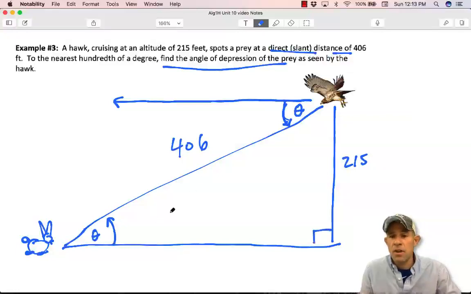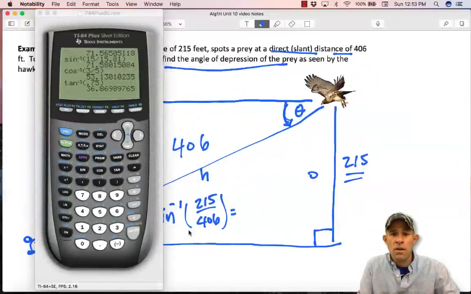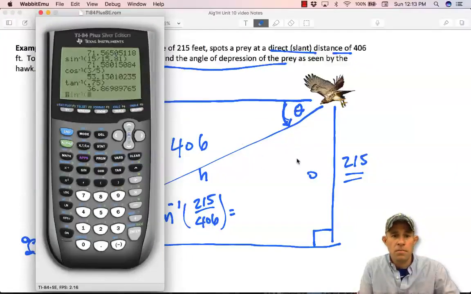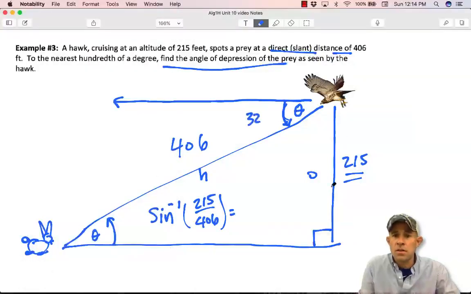So I see that I have a right triangle here. If I drop that vertical straight down to the ground, this is my opposite leg, and here's the hypotenuse. So O and H would imply that I'm going to take the inverse sine of 215 over 406, and that will give me my angle of depression from the hawk or elevation from the bunny rabbit. So here we go on our graphing calculators, our inverse sine of 215, divided by our 406, and we'll get our angle of depression to be 32 degrees. So this angle here measures 32 degrees, and same thing from the bunny rabbit back up to the hawk is 32.